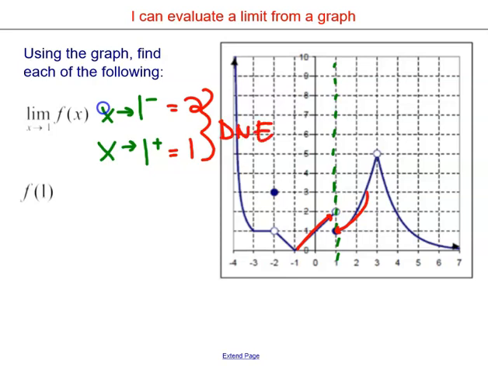However, if I were going to plug in 1, what is the filled-in value at 1? It's right here. That point is (1, 1). So when x is 1, y is 1. So there's a difference between evaluating the function at a certain point and what the graph approaches.